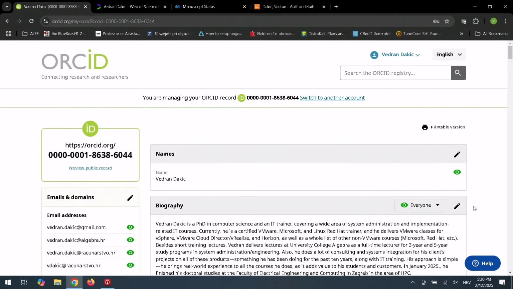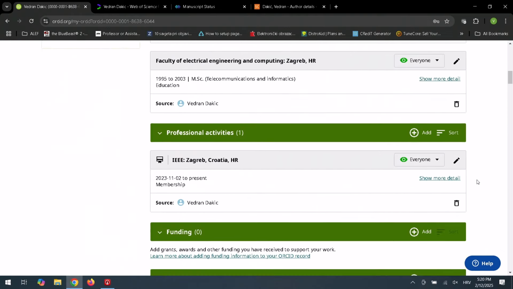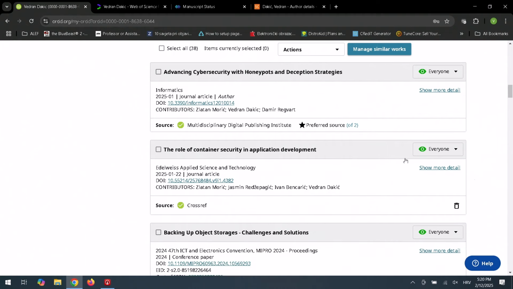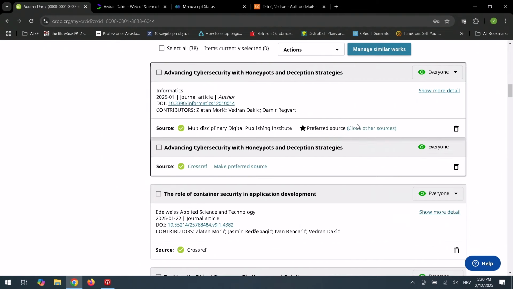I think I didn't delete the references to those. Just one second. I'm going to go a little bit down. You can see here, for example, advancing cybersecurity with honeypots and deception strategies. And I have this preferred source field here. If I click on it, you can see that both MDPI and Crossref indexed this paper. And I can then select which one is primary. It doesn't really matter which one.